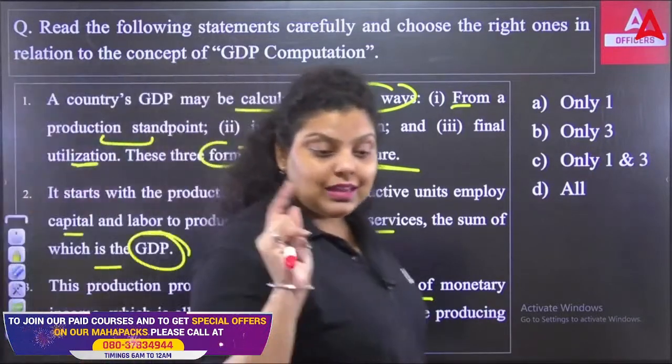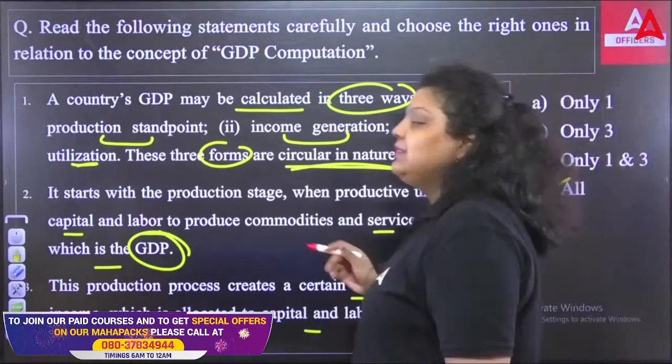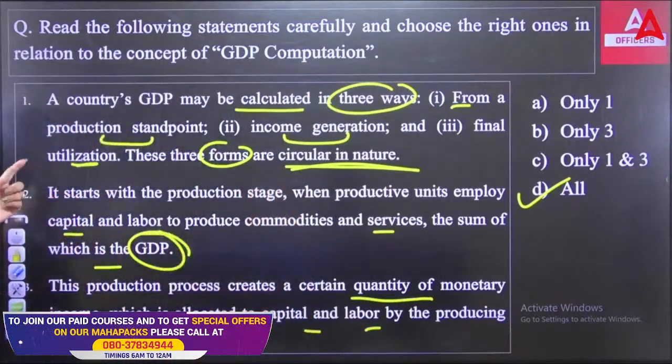So which of the following is correct when you are doing the GDP computation? It's very obvious every form is correct, because GDP is calculated by the production method, income method and expenditure method. There are 3 forms that have been defined here: production, income and expenditure. First is correct. Second is also correct. It starts with production: you are doing production of all final goods and services within the geographical boundary of a country. That's production. Third, the production process creates a certain quantity of monetary income, and that will be counted here. So the right answer will be D option.